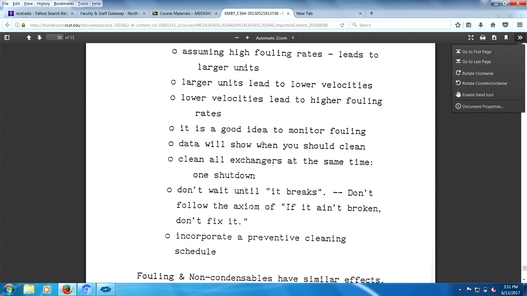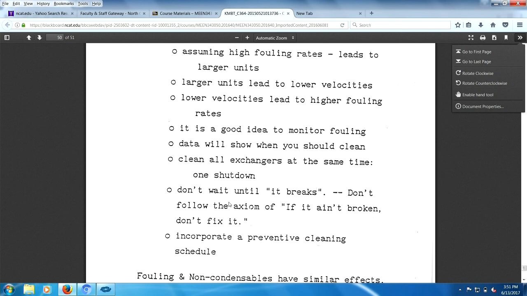Assuming higher fouling rates, don't. First off, you don't know what the fouling is going to be. You don't have a clue. But if you assume higher fouling rates, it's a self-fulfilling prophecy because you will get higher fouling rates, right? Larger units lead to lower velocities, lead to higher fouling. Good idea to monitor fouling; data will show when you need to clean. Clean all exchangers at the same time, one shutdown. Don't wait until it breaks.